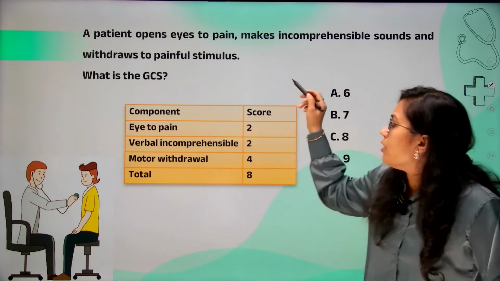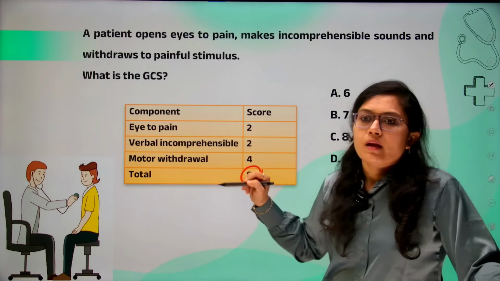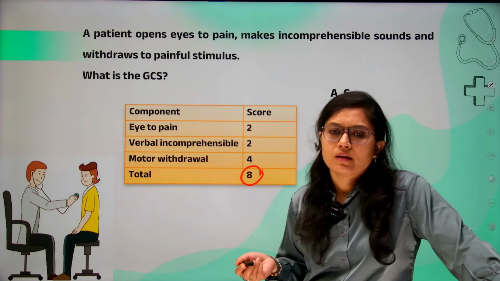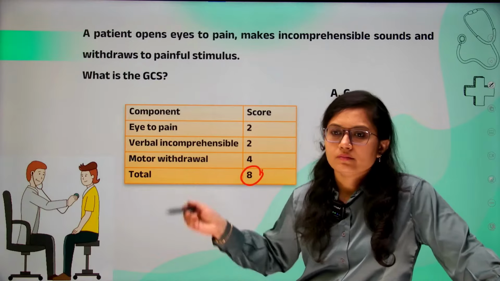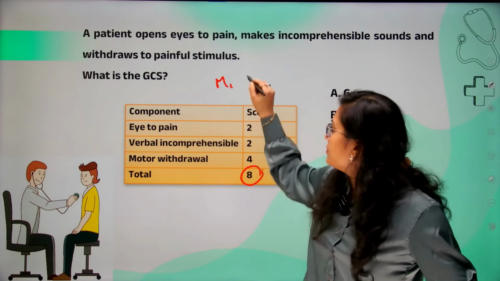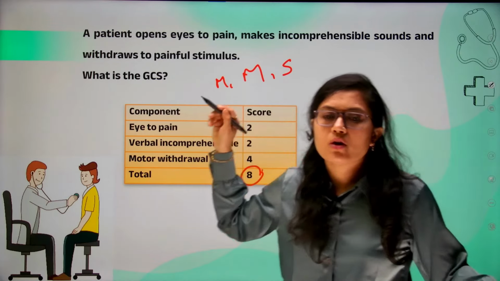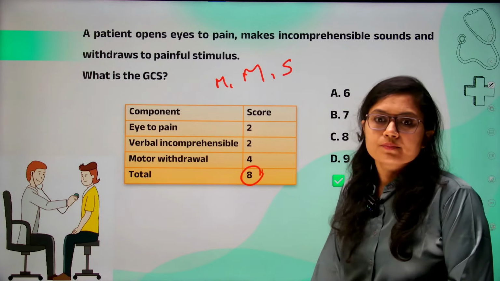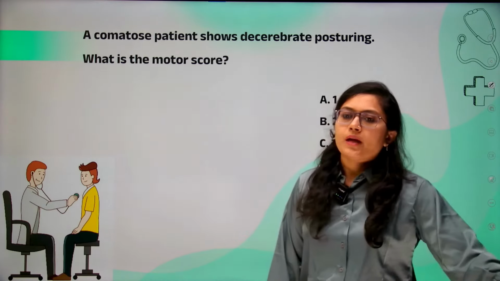So the total of the GCS would be 2, 2 and 4. That is, the total is 8. Is 8 a minor, moderate or severe injury? Yes, it is a severe injury because it is an 8 score. Fine. Yes, major brain injury. Correct. Okay, now the next question.